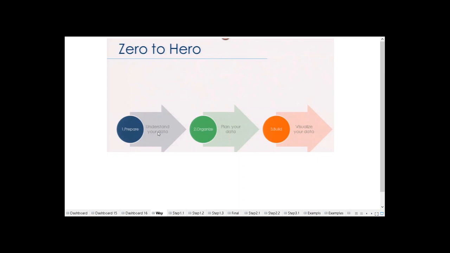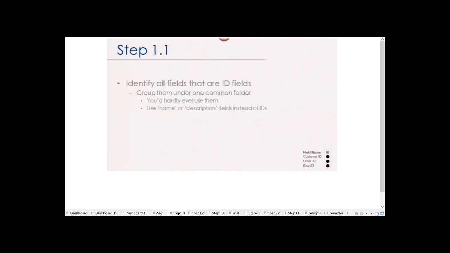If we connect to any data source, Tableau is going to segregate the fields in the data source in the form of dimensions and measures. One good practice is to identify all the ID fields in our data and group them under one common folder. Why? Because in real time we rarely use these ID fields. We usually make use of the names or the description fields instead of IDs. So as we rarely use them, just group all the fields under one common folder. It is one best practice.